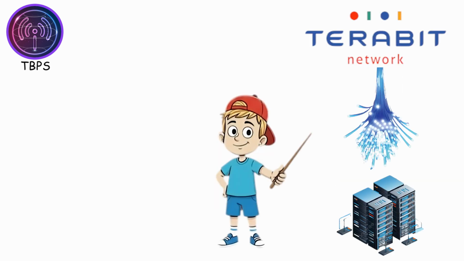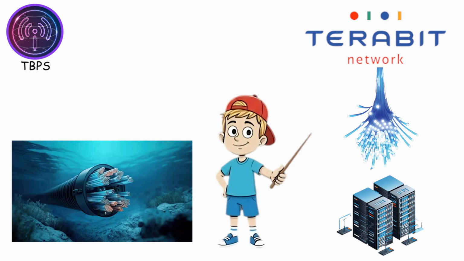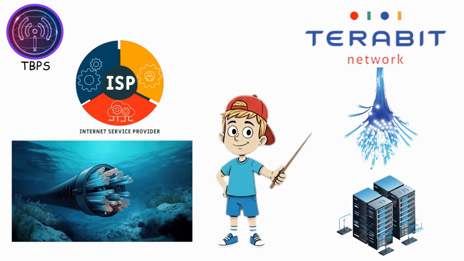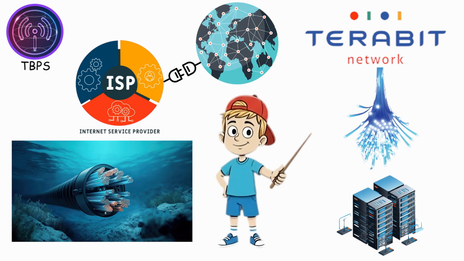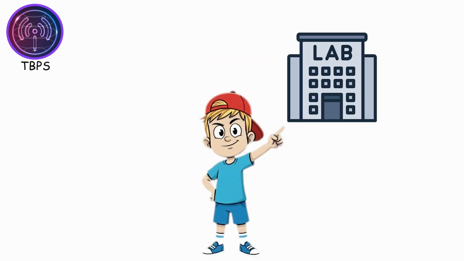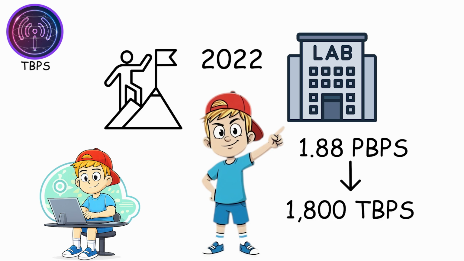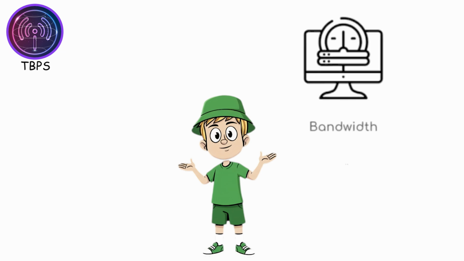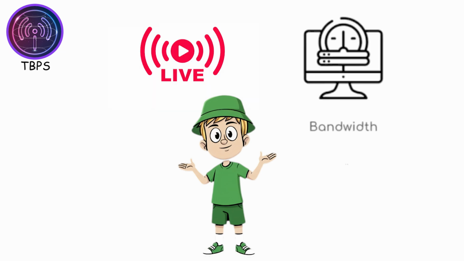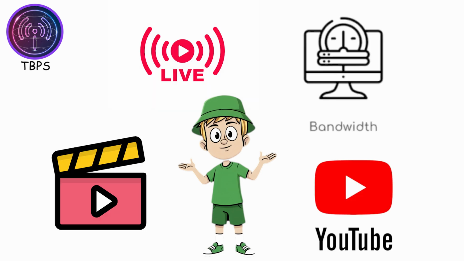Terabit networks power data centers, undersea fiber optic cables spanning oceans, and the major internet service providers supplying connectivity to entire nations. Research laboratories have pushed even further. In 2022, scientists achieved speeds exceeding 1.88 petabytes per second, which equals 1,800 terabits per second. That represents enough bandwidth to simultaneously stream every single video hosted on YouTube.